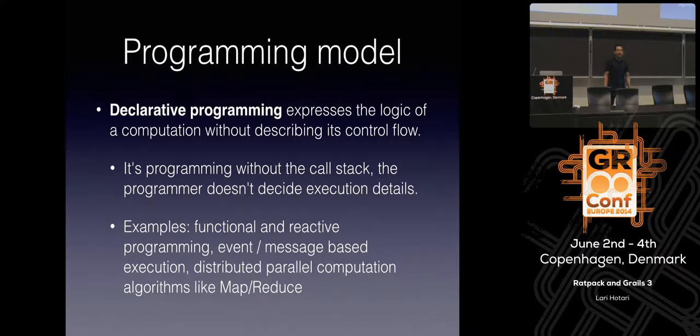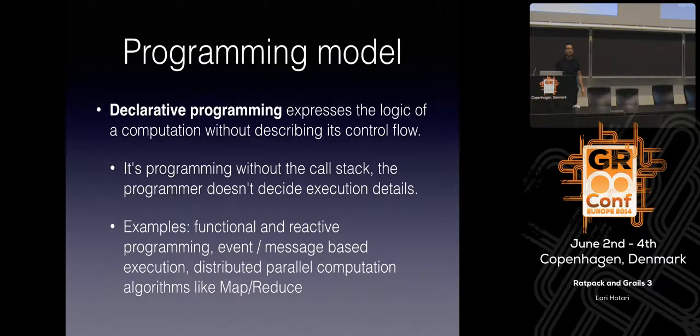So the programming model, that's making the difference here. In declarative programming, the logic is expressed without describing the control flow. So this allows things like parallel execution. So when the programmer is doing his job, he has to program without the call stack. So it's a different way of thinking.